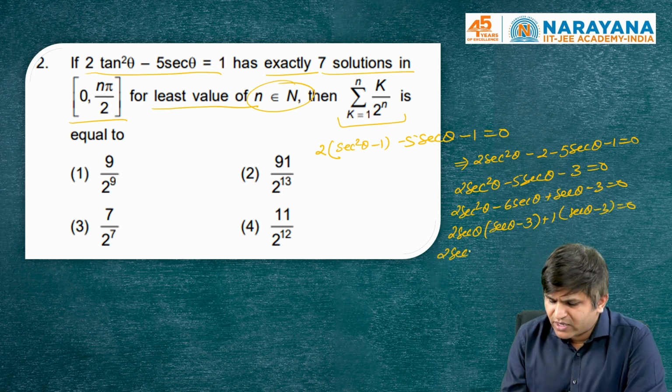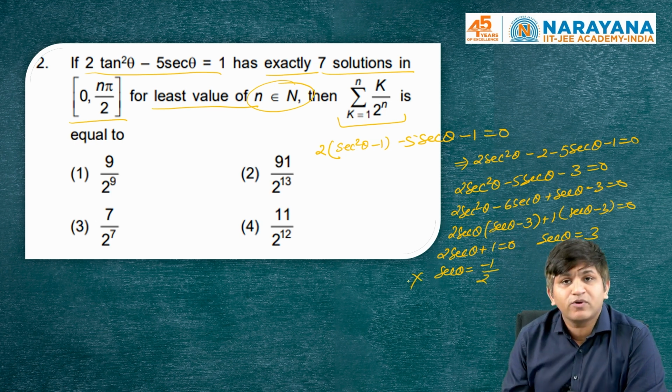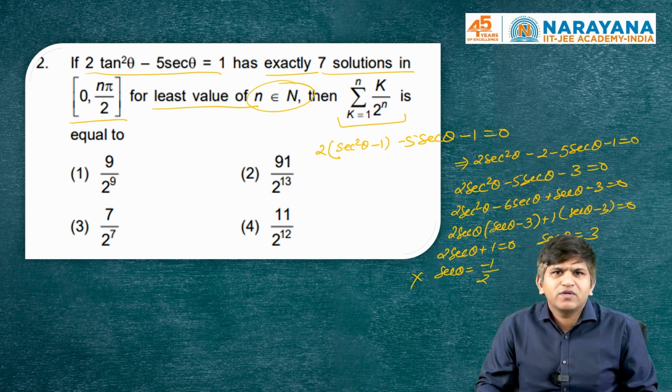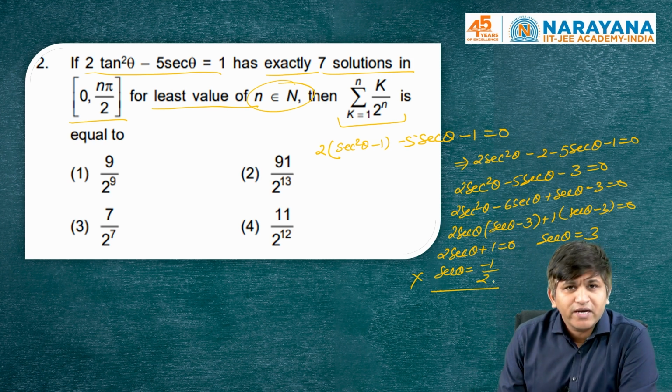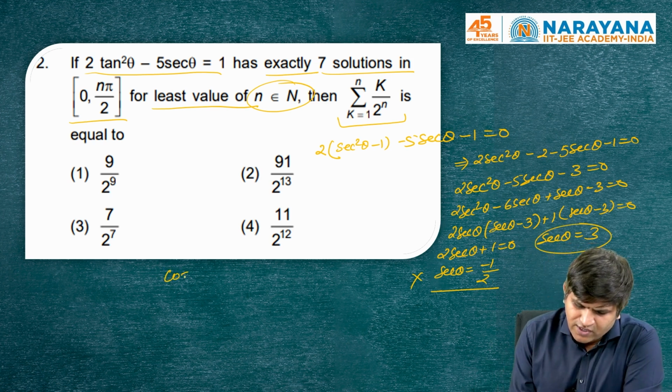So from here we get (2 sec θ + 1)(sec θ - 3) = 0. Sec θ = -1/2 is not possible, because the range of sec θ is from minus infinity to -1, union 1 to infinity, so we reject this. Now we get sec θ = 3, so we can write cos θ = 1/3.